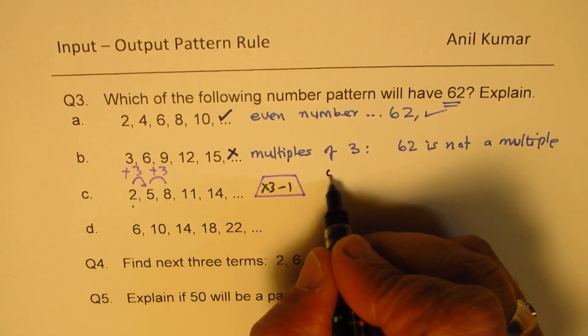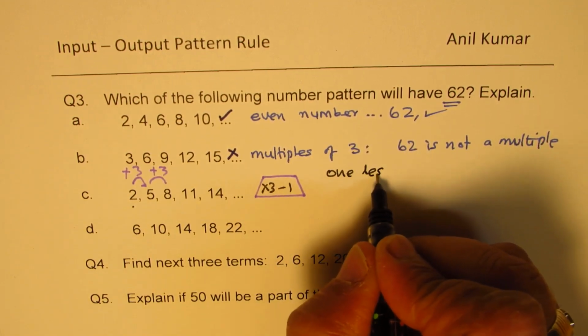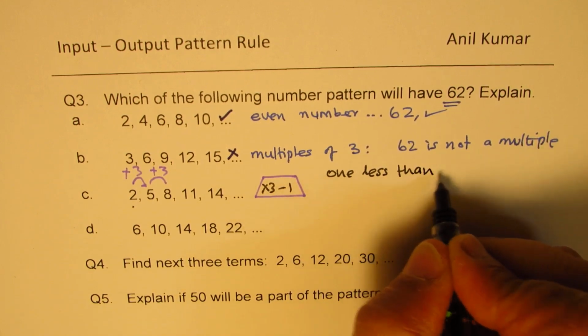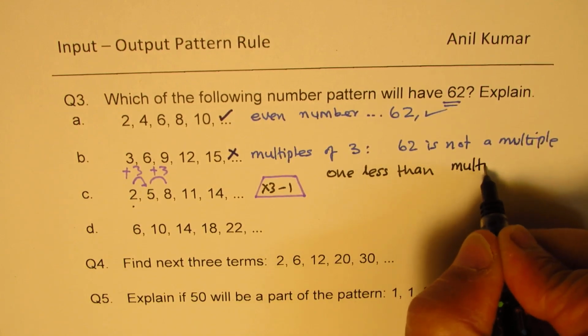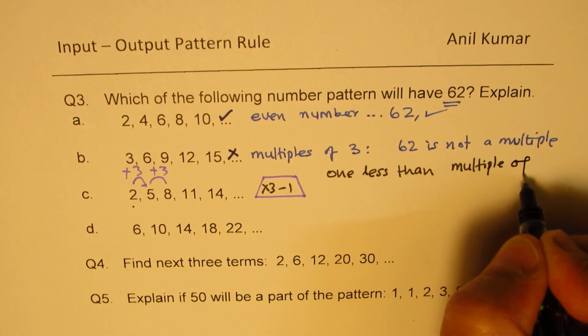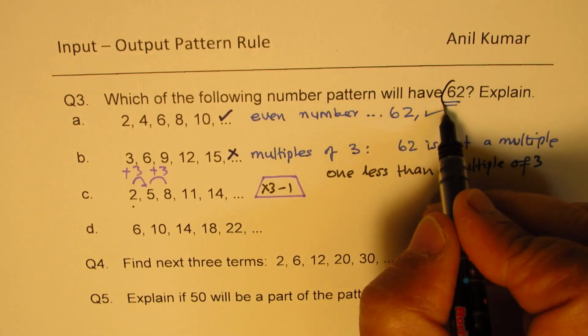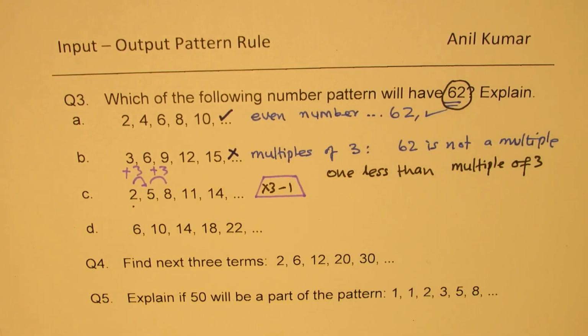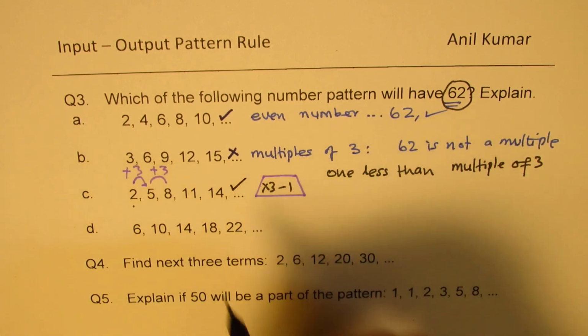So 1 less than a multiple of 3. Think like this: 1 less than a multiple of 3. So 62. 62 is 1 less than a multiple of 3, right? So this is correct, right?